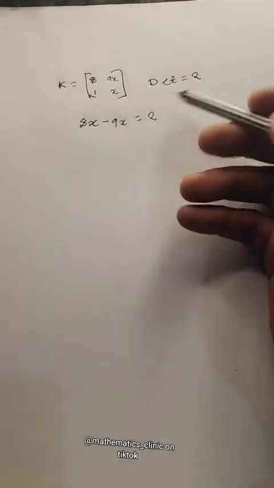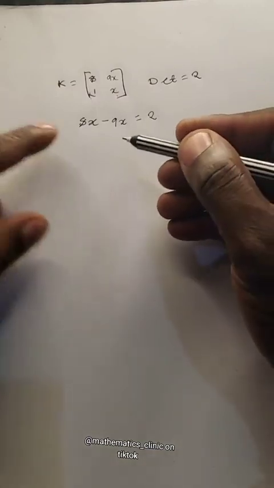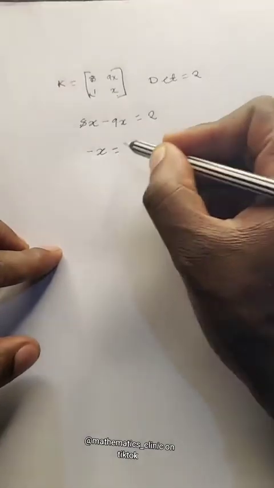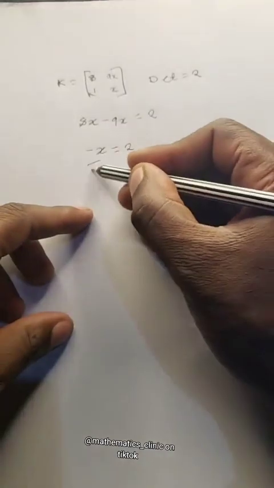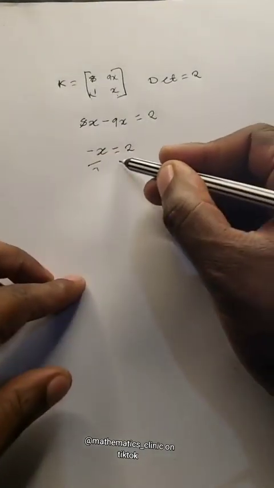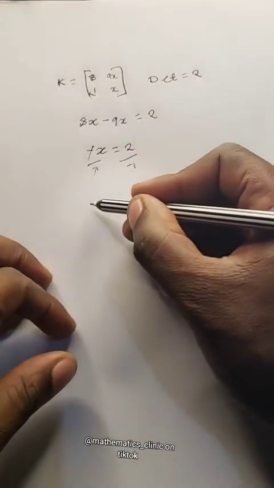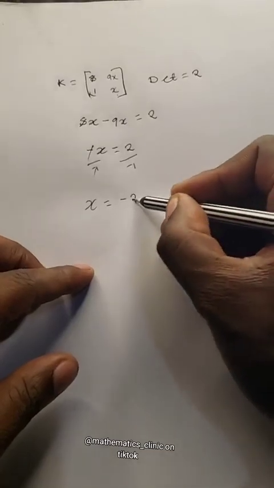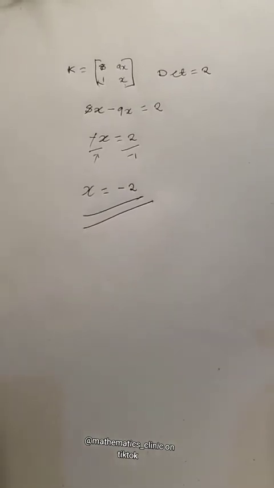So if determinant has already been given, we equate to 2. So we say 8x minus 9x, we get negative x is equal to 2. We now divide both sides by negative 1 because the coefficient of that x is negative 1, so that negative divided by negative is positive. So now we got x is equal to 2 divided by negative 1, which is negative 2. So this is the value of x that they're asking us to find.